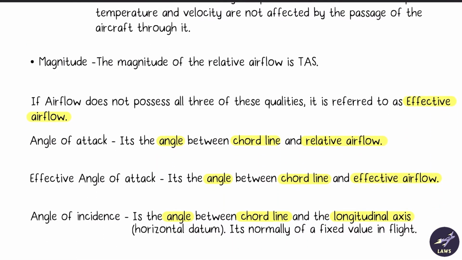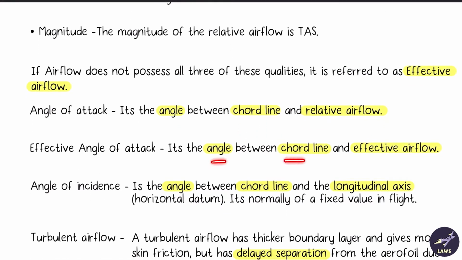Okay, angle of attack is the angle between the chord line and the relative airflow. Effective angle of attack is the angle between the chord line and the effective airflow, this being the only difference. Angle of incidence is the angle between the chord line and the longitudinal axis. Okay, so what is the longitudinal axis? We did this in the last chapter. It is an imaginary line going from the nose to the tail of the aircraft. So angle of incidence is the angle between the chord line and the longitudinal axis.